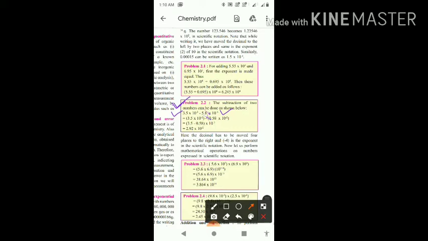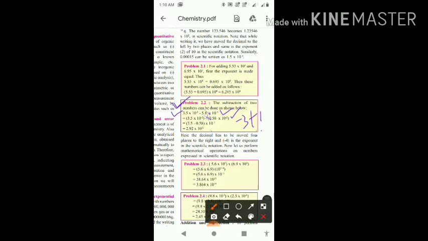Okay, and hence I shift the point towards left, so I have to add to the power. If I add to this power, minus 3 plus 1, it becomes minus 2, isn't it? So that is the reason I put minus 2 here. Okay, so now the exponent is equal, 10 raised to minus 2.